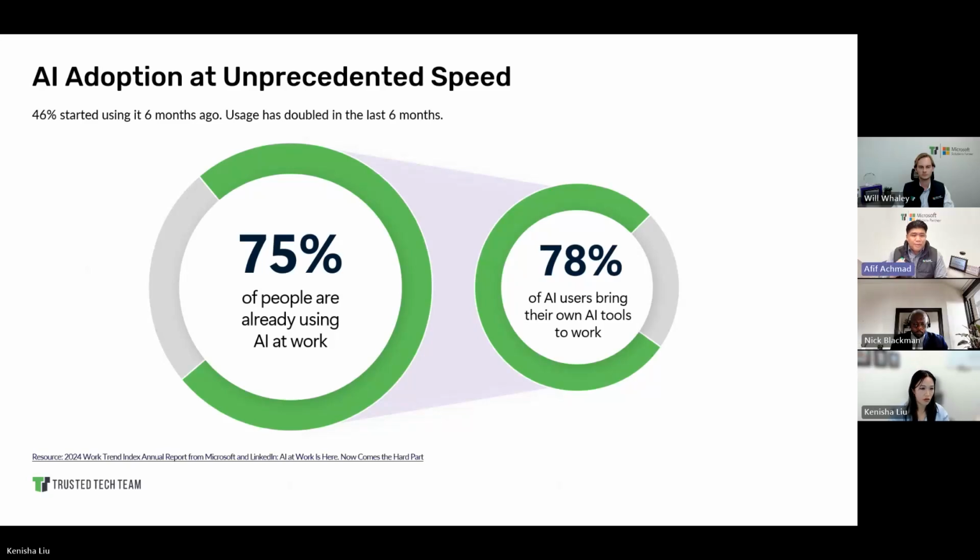So here's a very interesting tip that I wanted to highlight. AI adoption is going at an unprecedented speed right now. Out of all of the users that are using it right now, when we really dive into it, 46% of them started using it 6 months ago, right? Chronologically, that aligns with the release of Copilot, but also the hype around AI in general. What I really want to highlight is 75% of people are already using AI at work. But the most important thing is 78% of AI users bring their own AI tools to work, right?